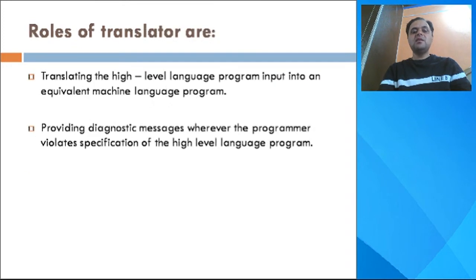So the role of a translator is translating the high level language program into an equivalent machine language program. So it translates a high level language program into a machine level language, a low level language program, providing diagnostic messages wherever the programmer violates specification of the high level language program. So it will give us messages where we have made some errors while writing the program in the high level language. It will give us the messages about the errors where we have done something wrong while writing the program in high level language.